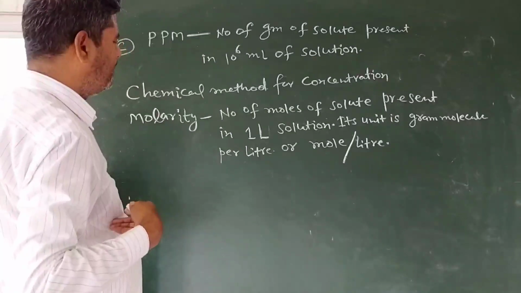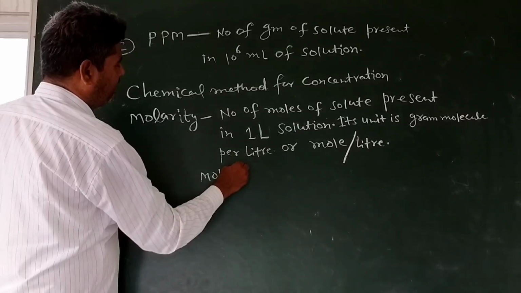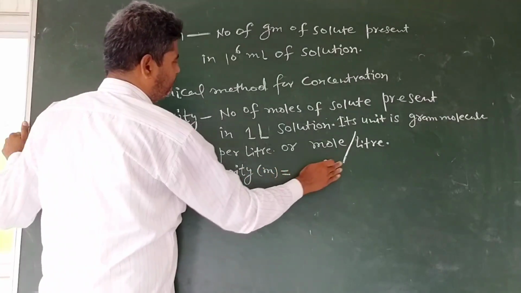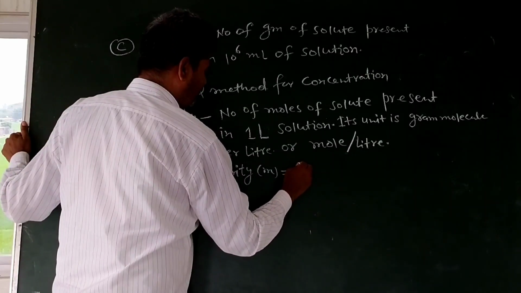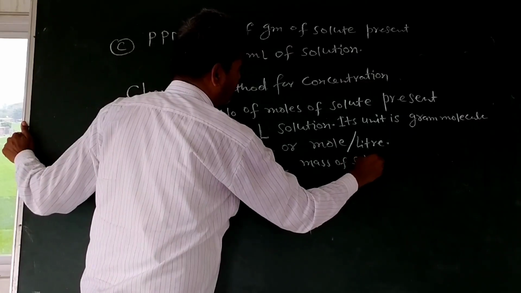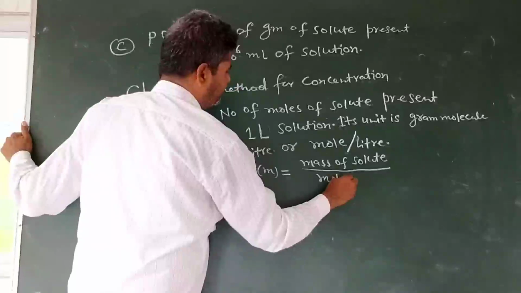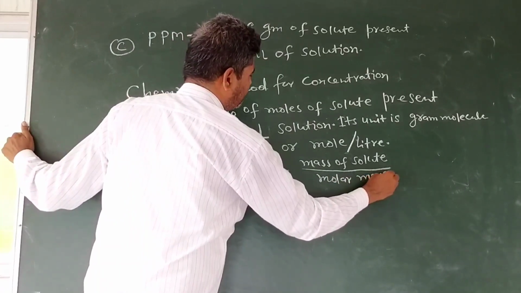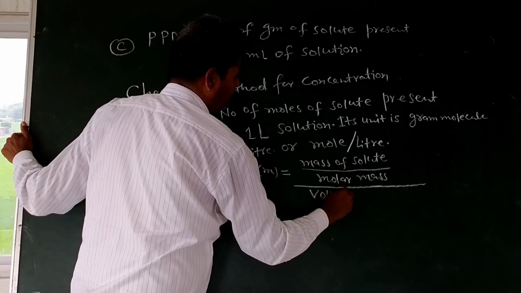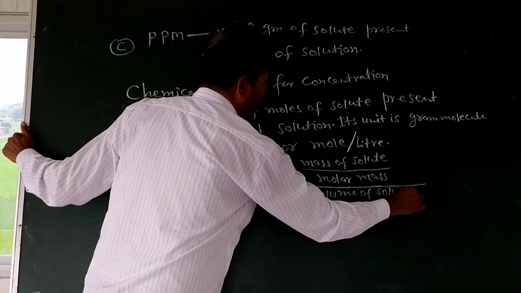Now the formula for molarity. Molarity M is equal to mass of solute upon molar mass, whole upon volume of solution in liter.